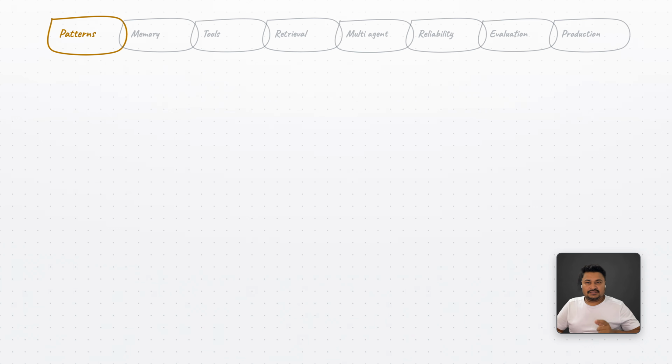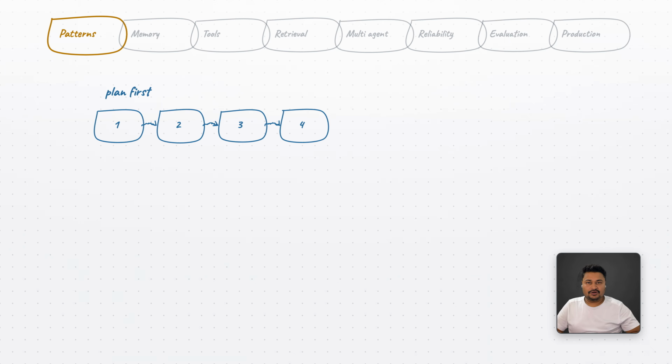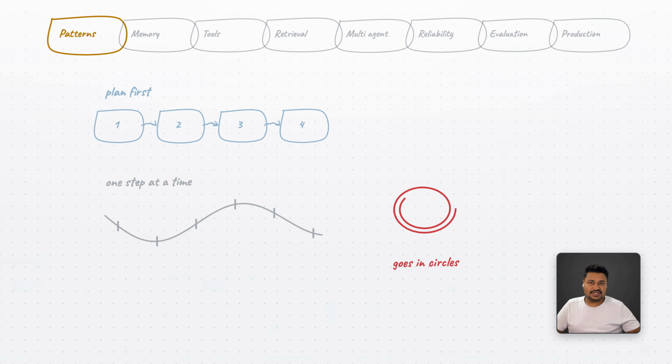Let's walk them. Part 1, patterns: the shape of the loop, how it works out what to do next. Some plan first, then follow the plan. Others take one step, look, then decide the next. Pick the wrong shape and it goes in circles.